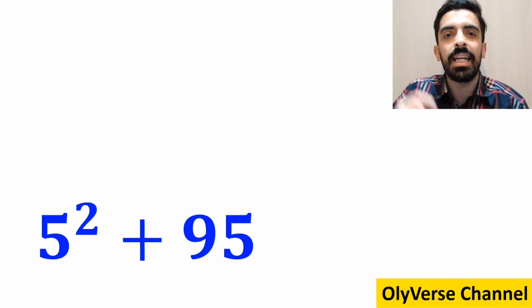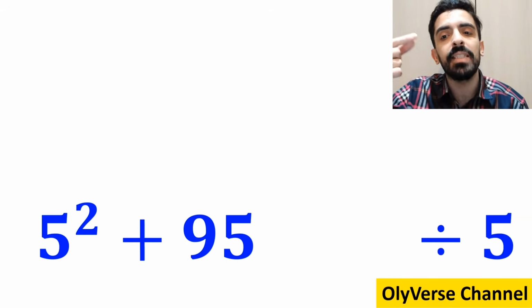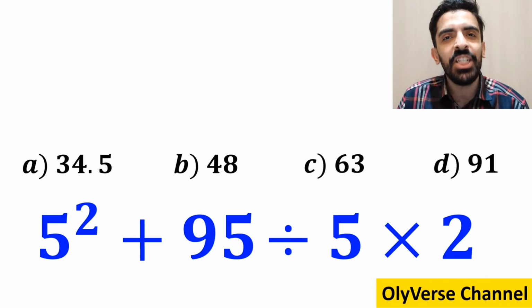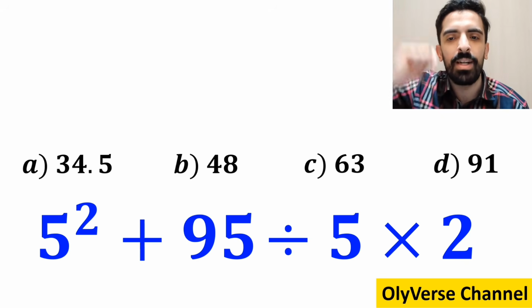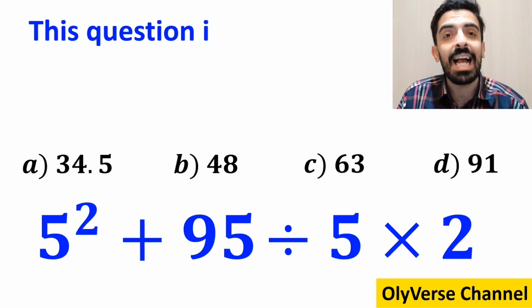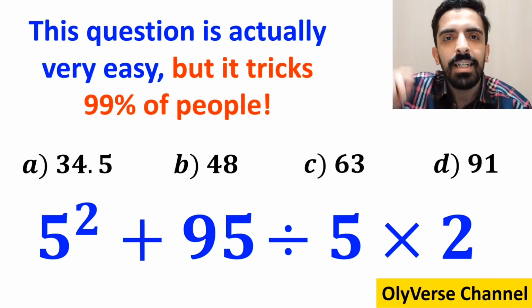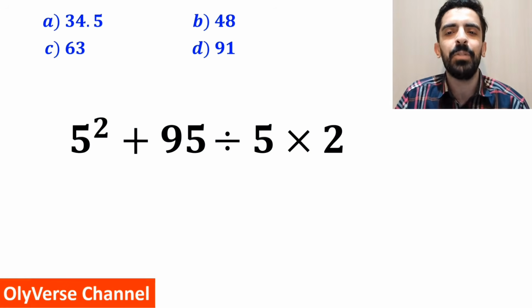What is the value of the expression 5 squared plus 95 divided by 5 multiplied by 2? Which option do you think is the correct answer to this question? This expression is actually very easy, but it tricks 99% of people. Let's dive in and break it down step by step together.